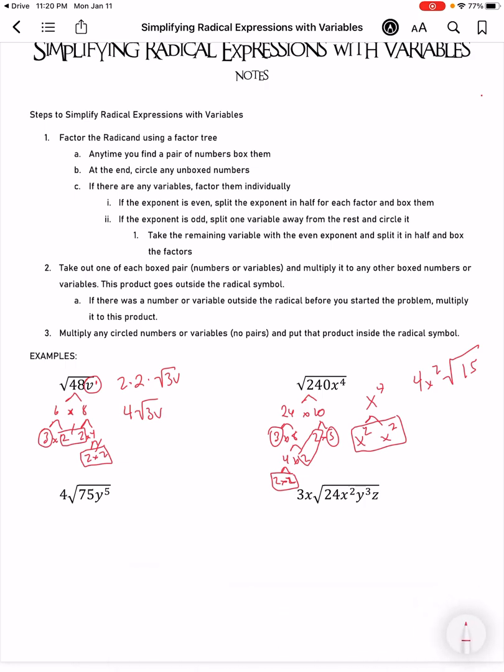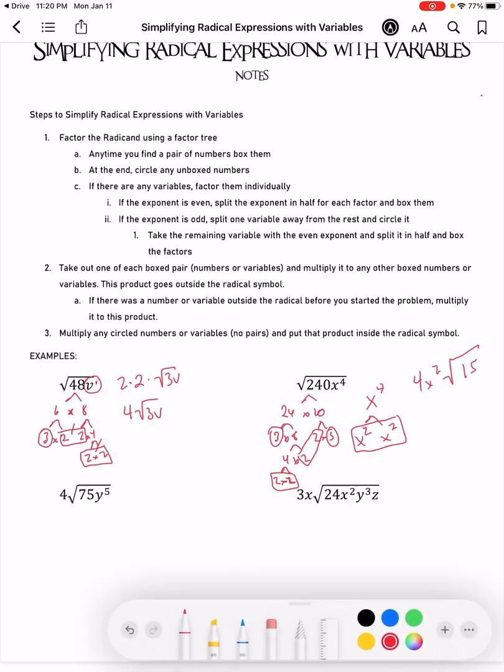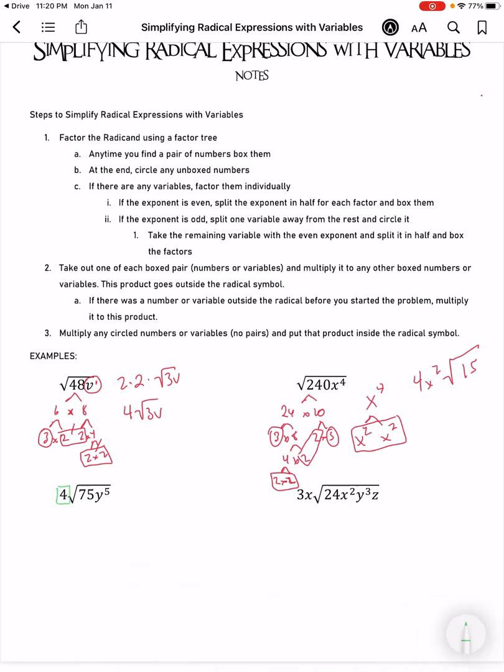All right, now when we go to the next example, we've got a 4 on the outside. So I'm going to go ahead and box it because it's been brought outside. Then we have 75y to the 5th. So I'm going to break up 75 into 3 times 25. 25 breaks up into 5 times 5. I'm going to box that and circle the 3.